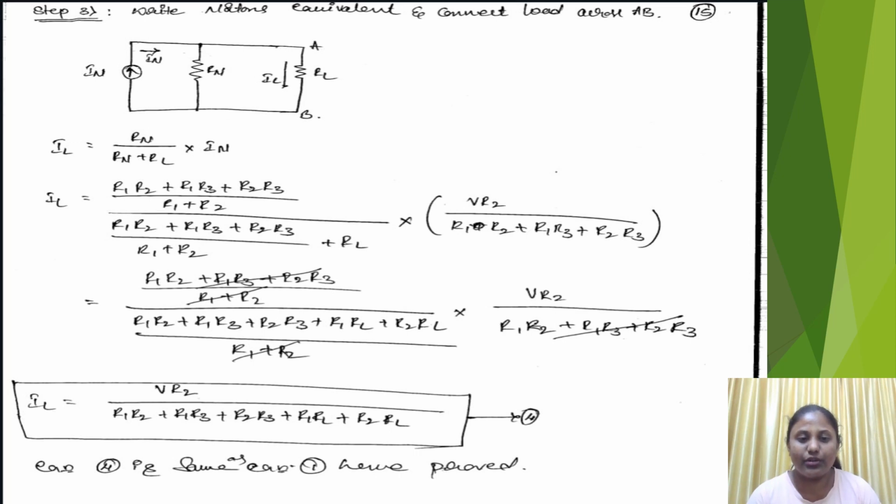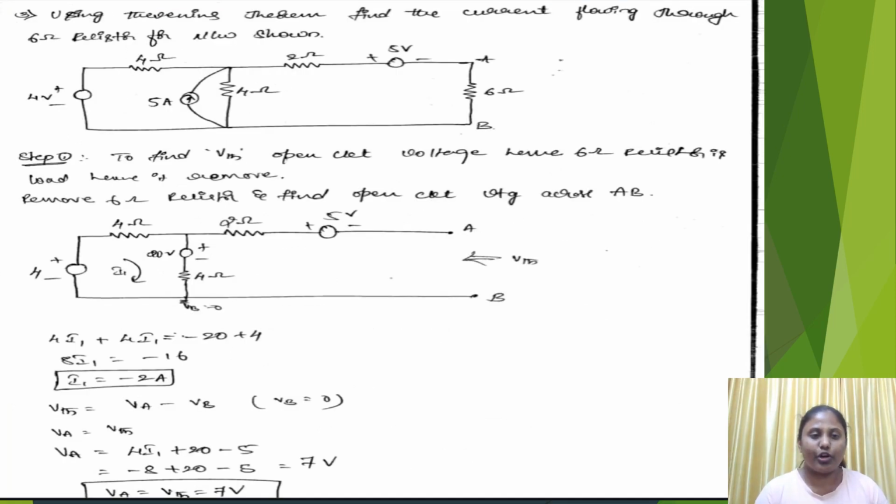Here R1 R3 plus R2 R3 cancels and R1 plus R2 cancels. IL equals V R2 whole divided by R1 R2 plus R1 R3 plus R2 R3 plus R1 RL plus R2 RL. This is equation 4. So now equation 4 is the same as equation 1. Hence proved. Now we have a problem.